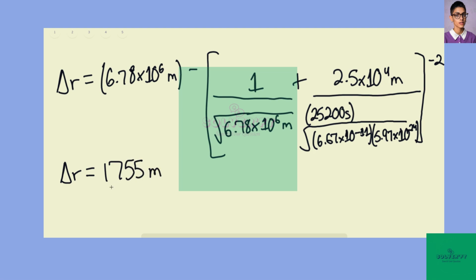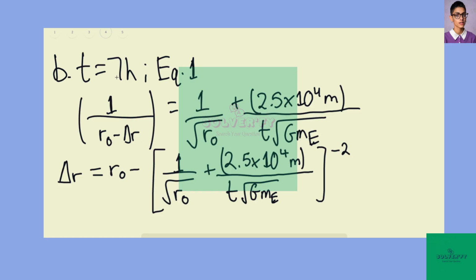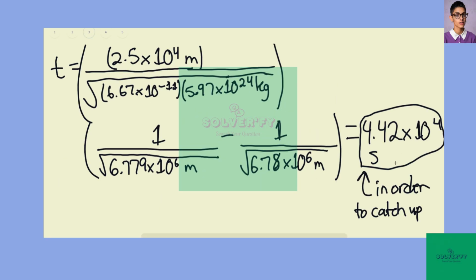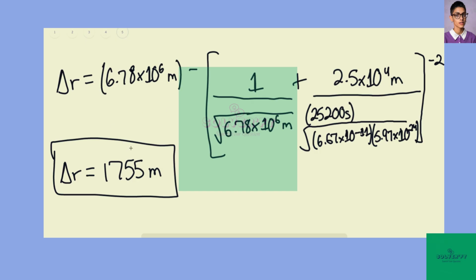So you would have to, instead of decreasing your distance from Earth by 1 kilometer, you would actually have to decrease it by 1.755 kilometers in order to catch up in only 7 hours, rather than this would be about, again, 11 hours, 12 hours. So in order to decrease your time, you need to increase your change in distance. And so this would be our final answer for part B.